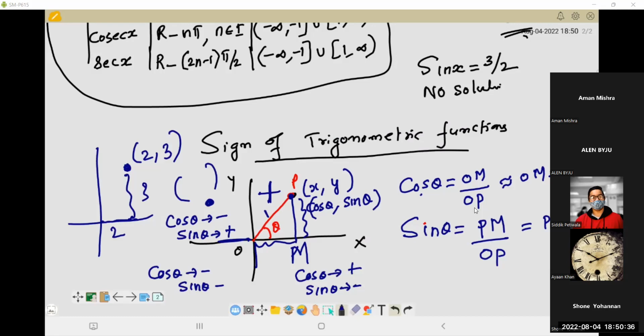This part is clear. In the first quadrant, all trigonometry functions are positive. In the second quadrant, cos theta is negative and sin theta is positive. In the third quadrant, cos theta is negative and sin theta is also negative. And in the fourth quadrant, cos theta is positive and sin theta is negative.